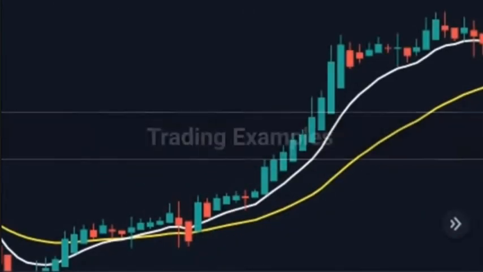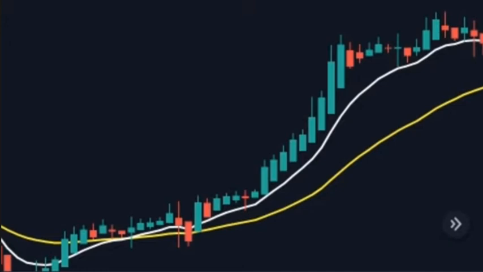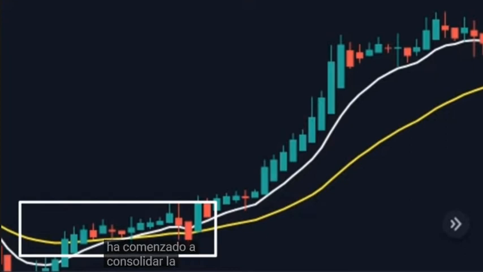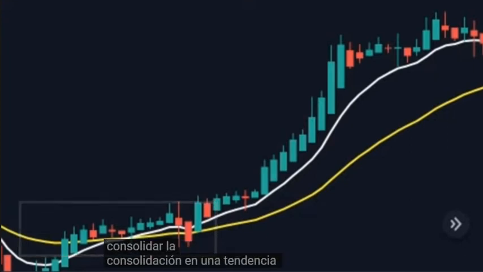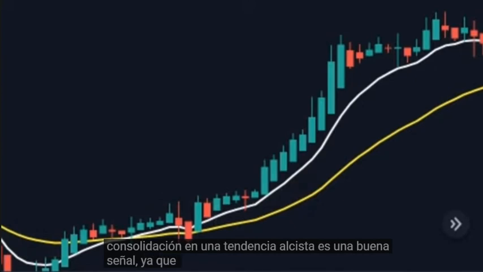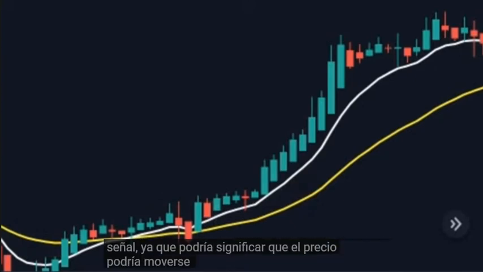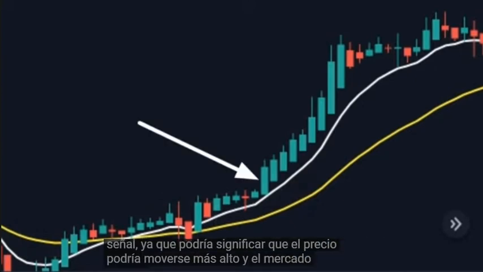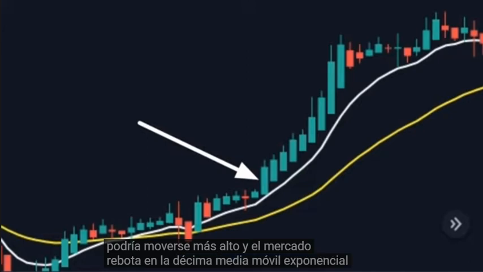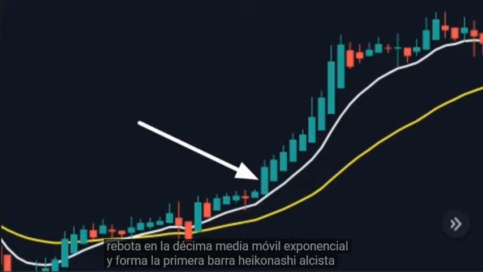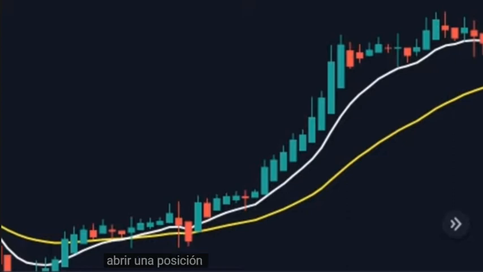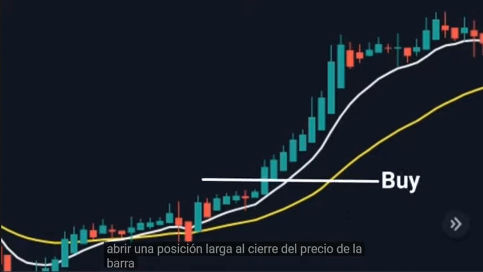Trading examples. Here's a trade example of how to get into a long trade. In this chart, you can see on the left that the price has started to consolidate. Consolidation in an uptrend is a good sign, as it could mean that the price could move higher. The market bounces off the 10 exponential moving average, and forms the first bullish Heiken Ashi bar. Open a long position at the close of the bar.